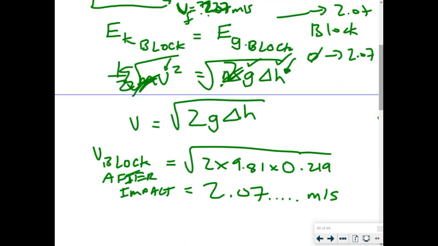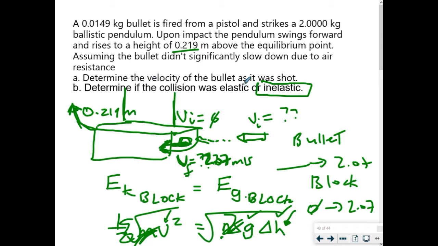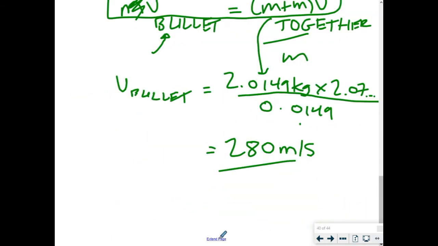That was only half the question, though. We did find the velocity of the bullet as it was shot. We also have to just confirm whether the collision was elastic or inelastic. I already said I'm fairly confident we're going to lose some energy due to heat, right? A bullet is not going to lodge itself in a block without there being some loss of energy, but we should prove that. So if I can do one more page, let's prove that.